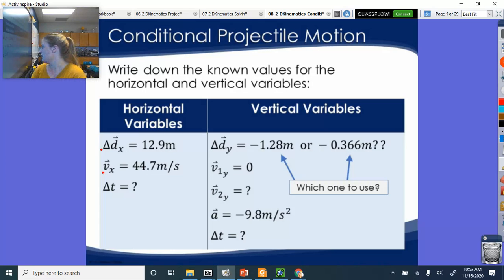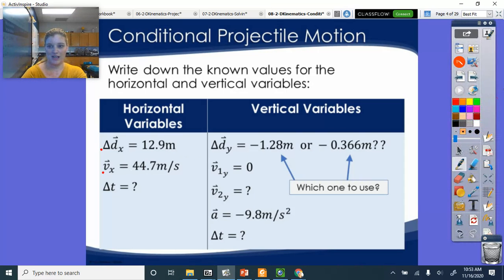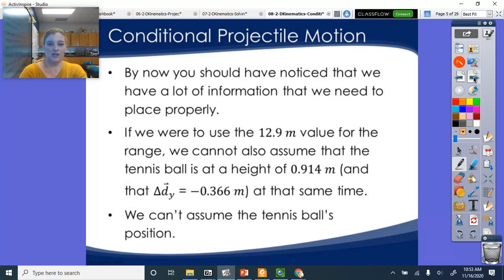We have an initial velocity in the y of 0 because we're hitting the ball perfectly horizontally. So we don't know what our final velocity is. And our acceleration is due to gravity at negative 9.8 meters per second squared. We don't know our time. So we have a lot of information that we have to make sure we put in the right place.